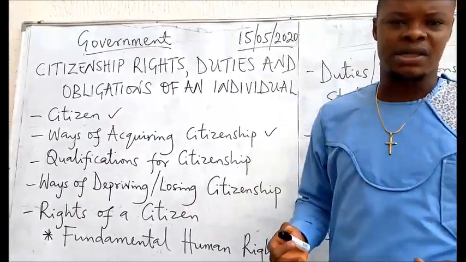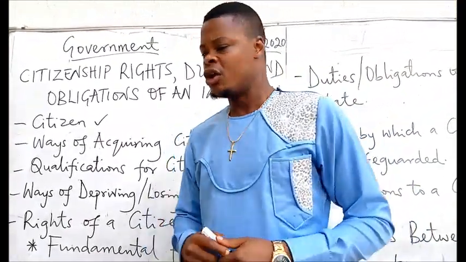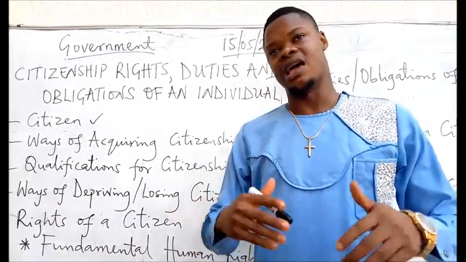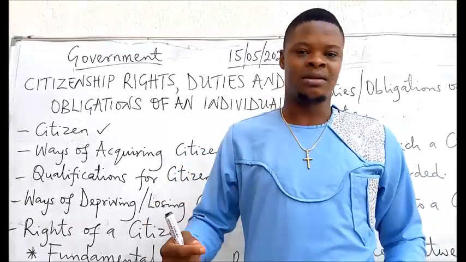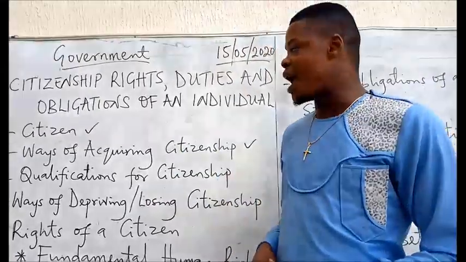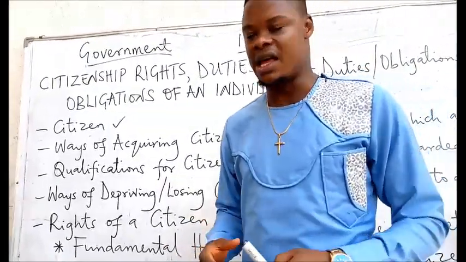What are the ways through which someone can become a citizen of a country? Number one, by birth. By birth means like if your father or mother is a citizen of that country, then automatically you are a citizen of that country. The second one is naturalization. I believe we can spell naturalization.